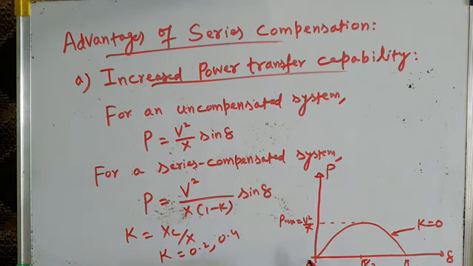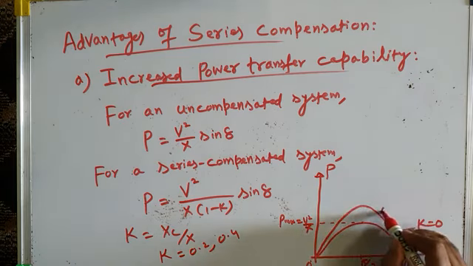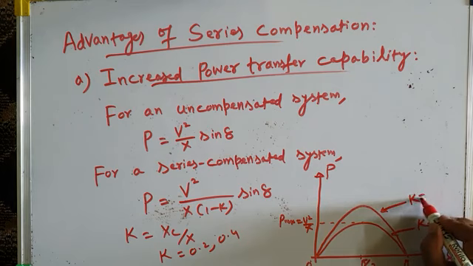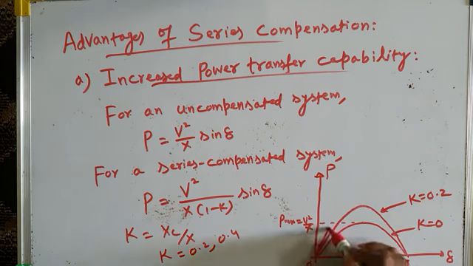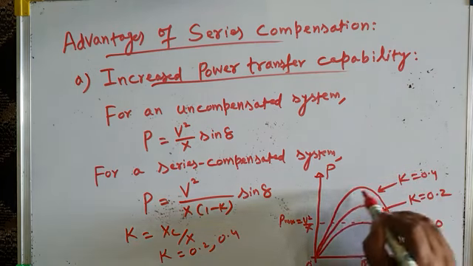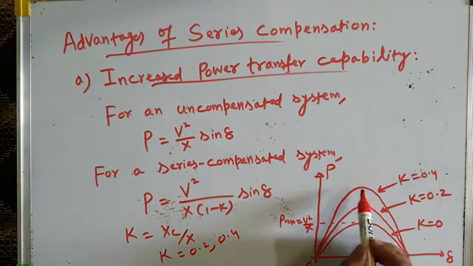So depending upon the degree of series compensation, the power angle characteristic will change. It will be like this. For example, this is the power angle characteristic for a series compensated transmission line with degree of series compensation as 20%, 0.2. And if we further increase the degree of series compensation, say to 0.4, the power transfer capability of the line increases. For any value of delta, you can see as the degree of series compensation increases, the power transferred over the line also increases, and the steady state limit or maximum power which the line is capable of transferring also increases.